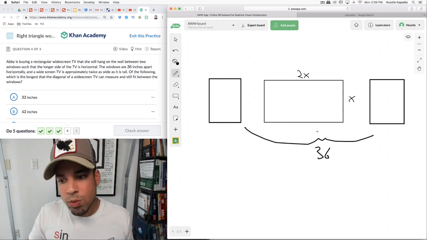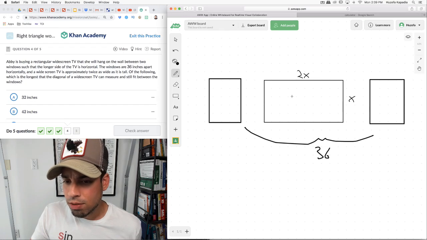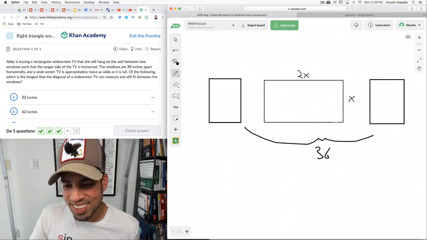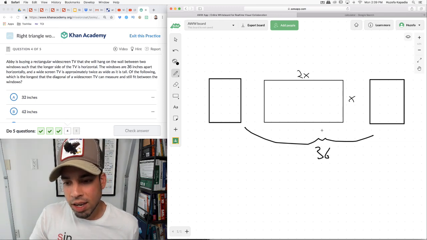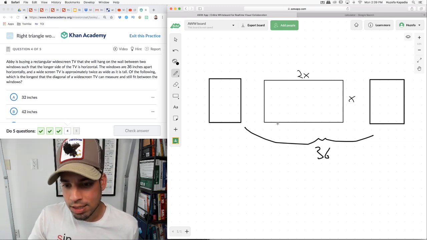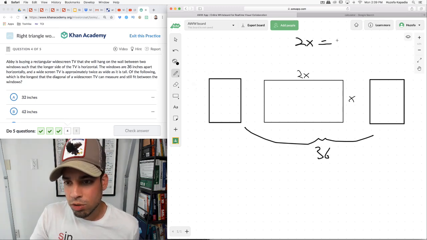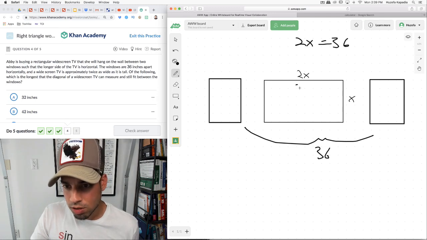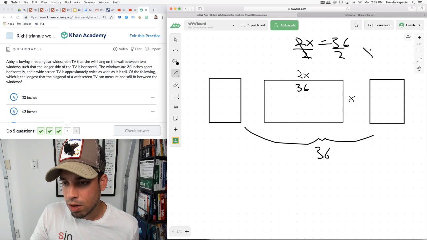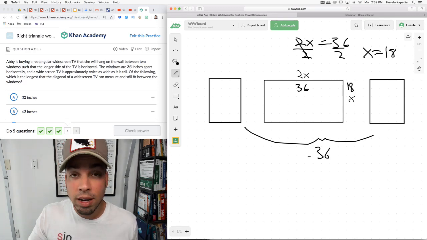Okay, so we want it to fit in between the windows. Now you know that I've sort of drawn it with space. So I think the presumption is that we're gonna get these guys right next to each other. Which means that the width of the TV is actually going to be 36. So if the width equals 36, it means 2x equals 36. So this guy's 36. Then of course x is half of that, right? If we isolate for x, it's 18, so it's a length of 18, or sorry, a height of 18.